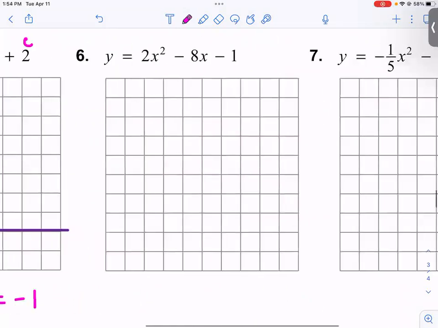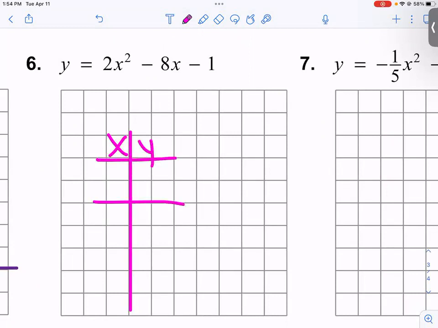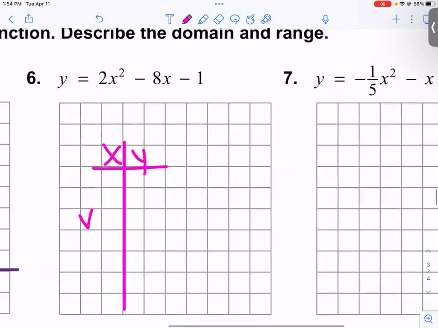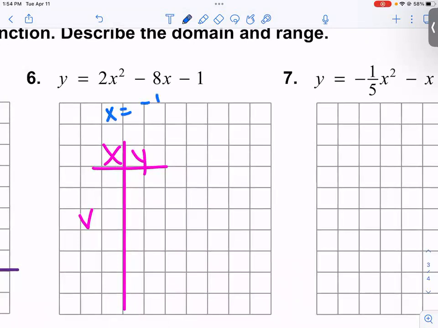So I'm not going to go through the whole thing of graphing, but let's talk about number 6 and just what our XY chart would need to have in it. We need to figure out where the vertex is. And how do we do that? Negative b over 2a. So negative b over 2a.